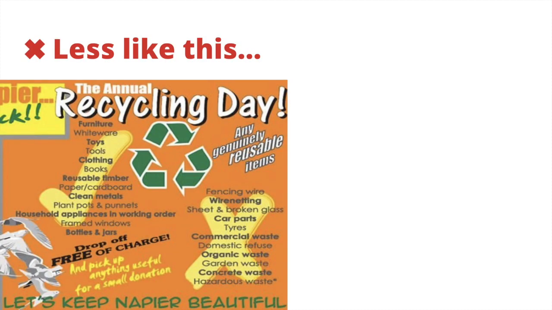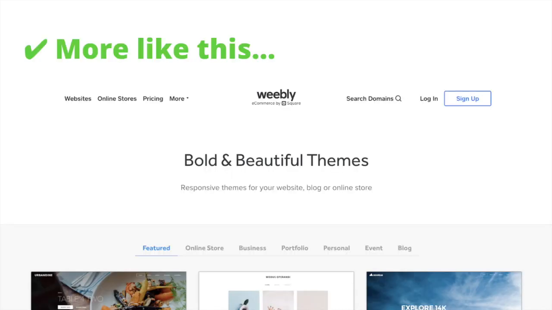So if you look at this flyer for Recycling Day, you have no idea where to look. You have no idea what's most important. Everything has equal importance. The fonts are all jumbled up, the sizes of the fonts, the icons, the colors. You have no idea where to look, right? But if you look at the hierarchy of this site, you get to the website and the first thing you know is that these are themes. They're bold and beautiful themes, and that's what you're looking for, and that's what you're going to find on this page.